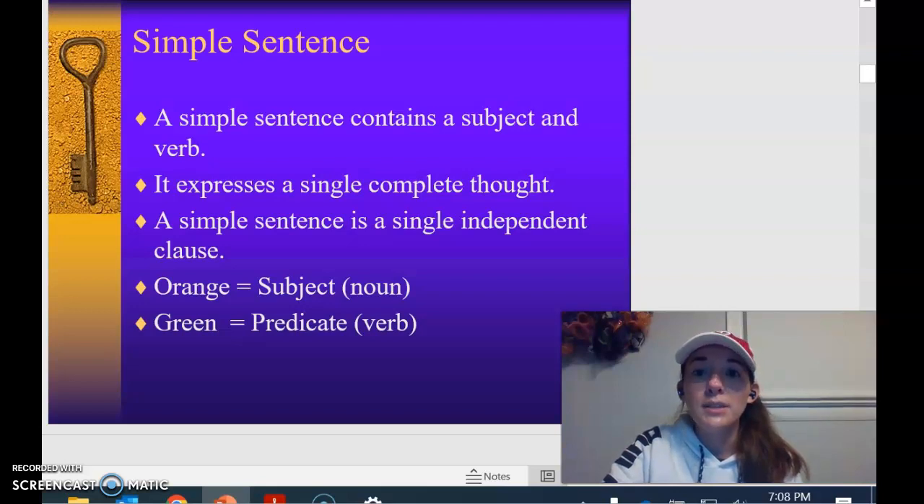A simple sentence contains a subject and a verb. It expresses a single, complete thought. So based off of that information, a simple sentence is therefore also a single independent clause. In our examples that we're going to be looking at, I made the orange text our subject or noun, and the green text the predicate or the verb.